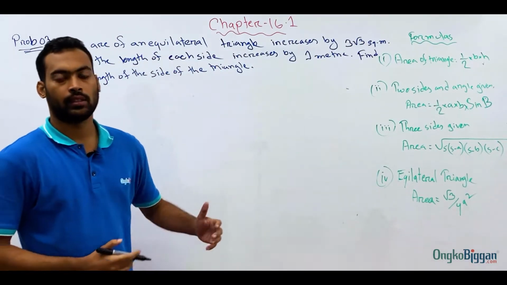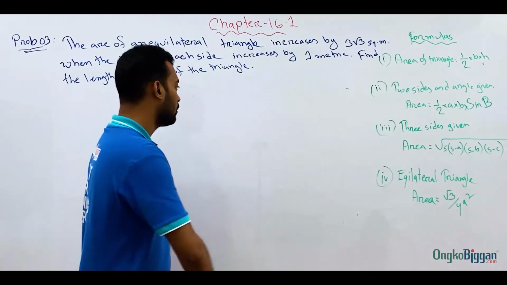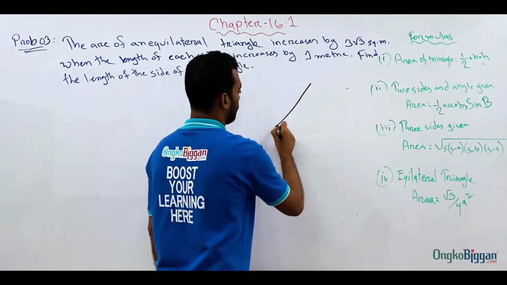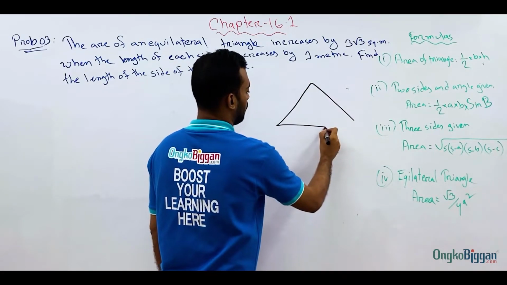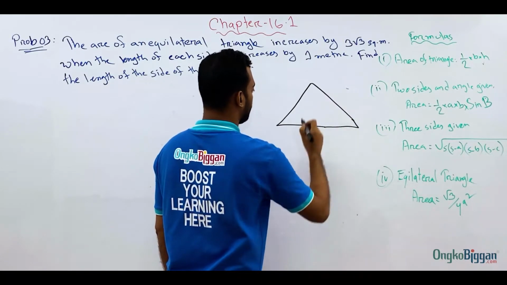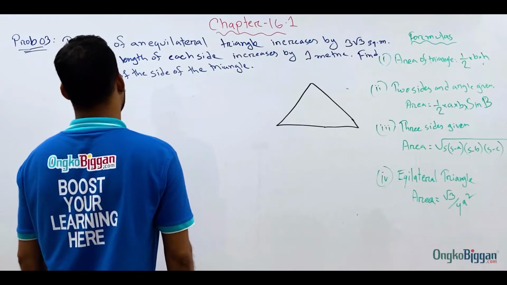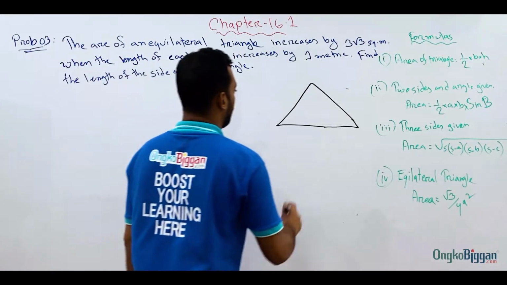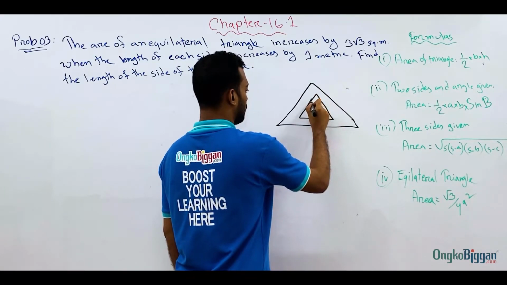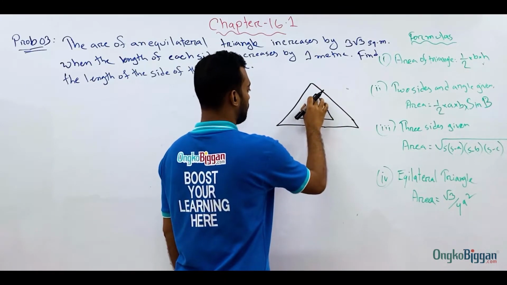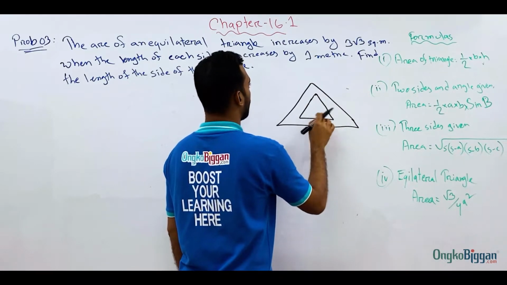Like I have said in the earlier cases as well, when you see this sort of problem, try to visualize this thing. Let's say this is the equilateral triangle. Okay, there's another one. So basically this is our equilateral triangle, the inside one. This is the one we are working with.